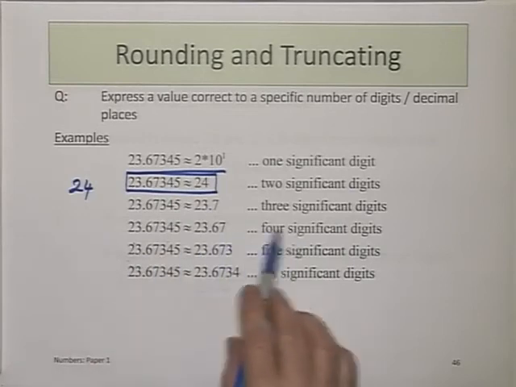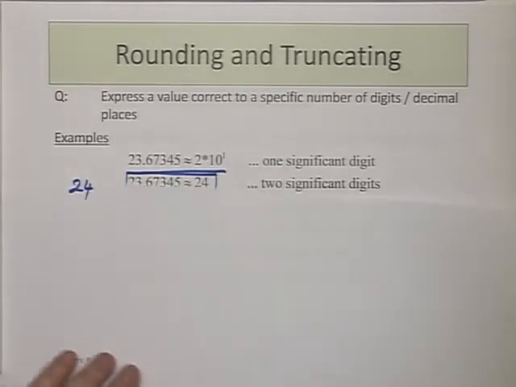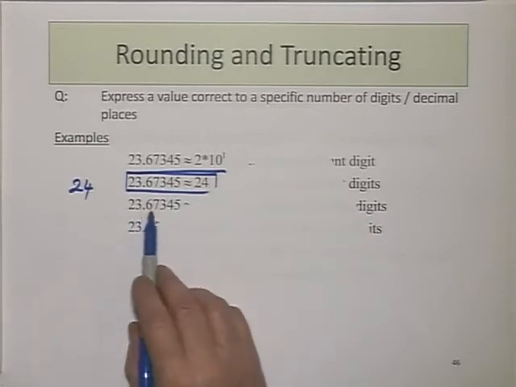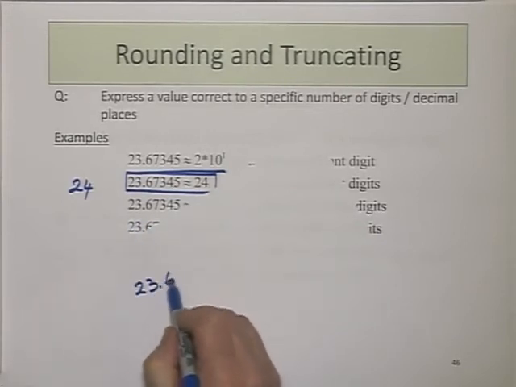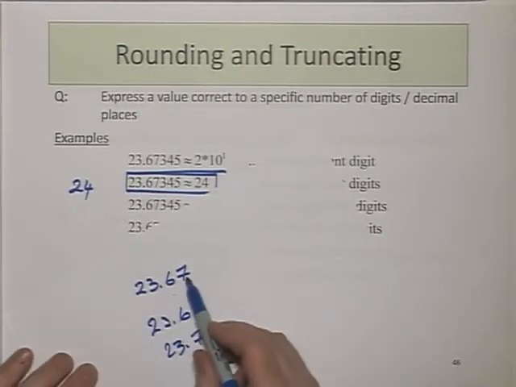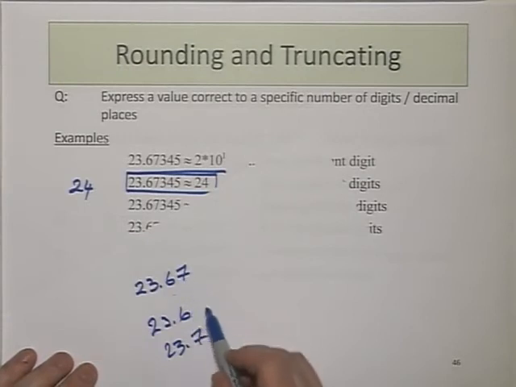Now let's say I wanted it to two significant digits. Here I'm saying that 23, I want to know 23.67. I want to have one decimal place here. Is that 0.67 nearer 0.7 or 0.6? Is that nearer 23.6 or 23.7? Well, it's only 3 away, 0.03 away from 7, but it's quite a distance away from 6.